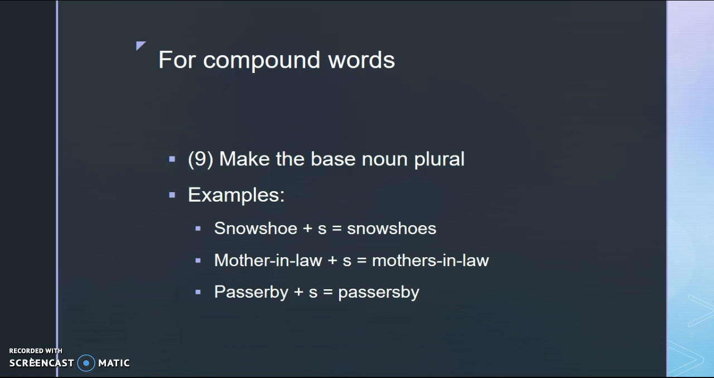When you have compound words that you're trying to make plural, you are going to make the base noun plural. The base noun will be that noun that really carries the bulk of the meaning, whereas the other parts of that compound word will serve in more of an adjective role. So, for example, snowshoe. The compound word snowshoe, the base noun is shoe, and snow tells you what type of shoe. So when you make that plural, you're actually going to just make the shoes part plural.